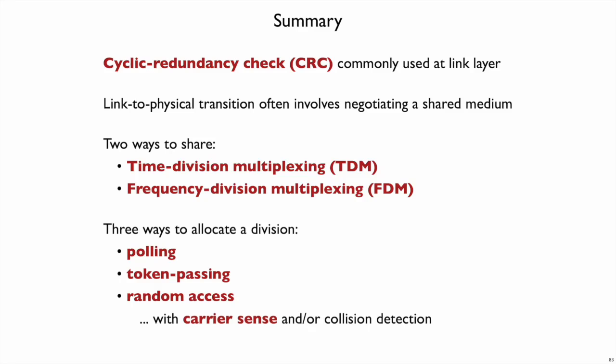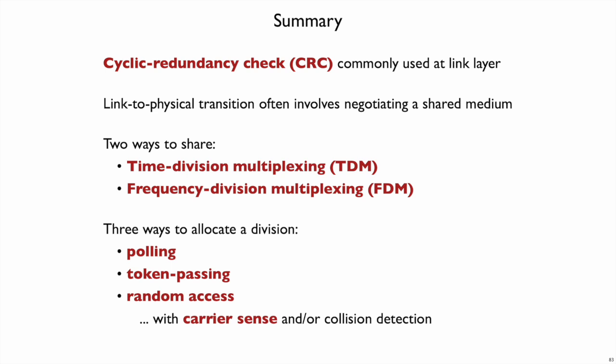To recap, today we looked at the connection between the link layer and the physical layer and how our link level frames get encoded in that physical media. Often that involves negotiating a shared medium, and so we had two main ways to share: time division multiplexing and frequency division multiplexing, and various ways to allocate those divisions.